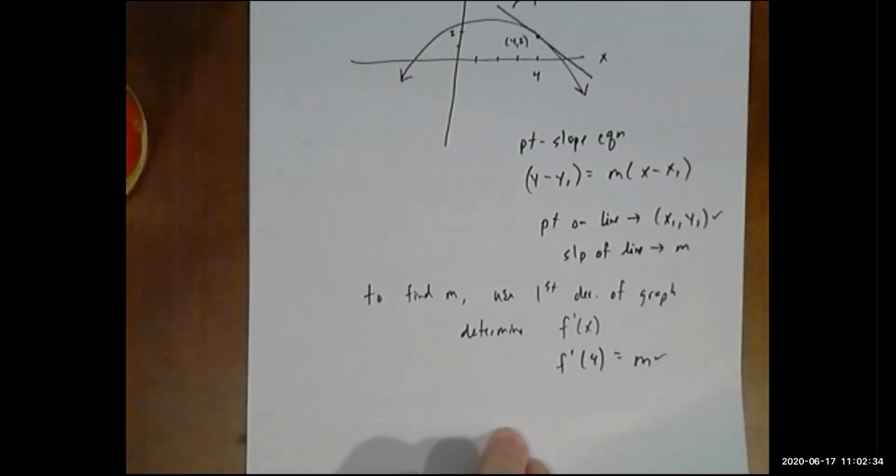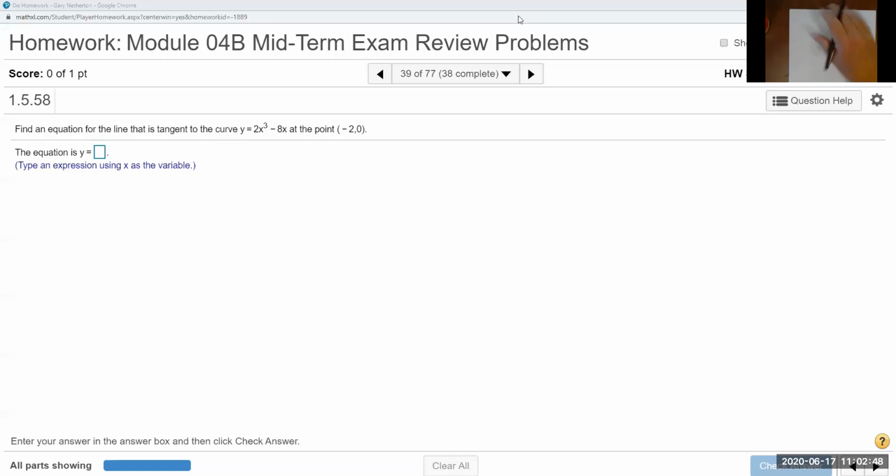So based upon that, let me go back and write down the exact details of the problem we were given. So for this problem 39, let me write it down, then we can work it out. The function or the curve or the equation is y equals 2x cubed minus 8x. The point we're looking at, where we want to look at the tangent line, is -2, 0.